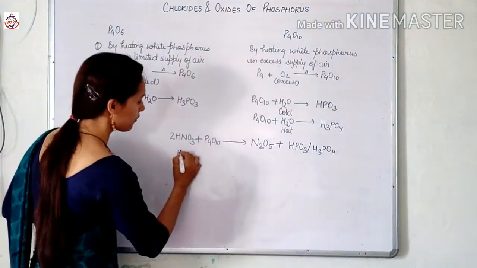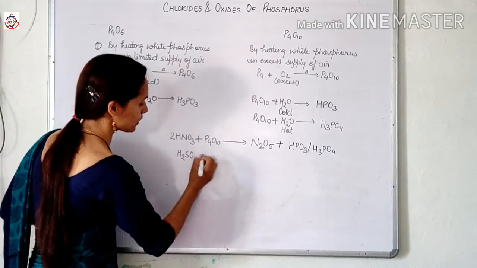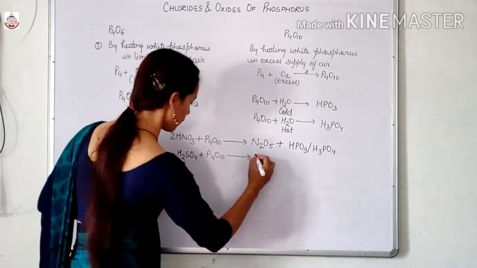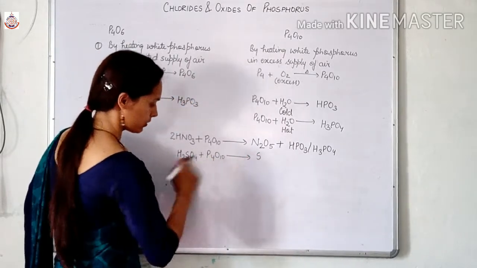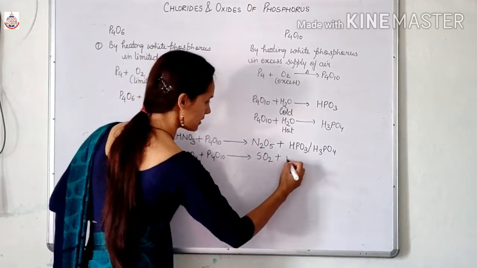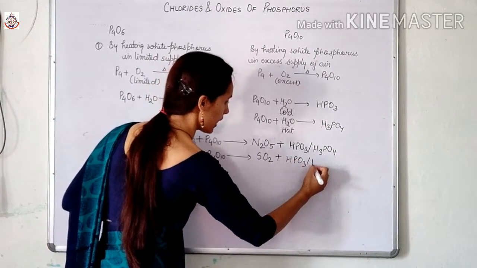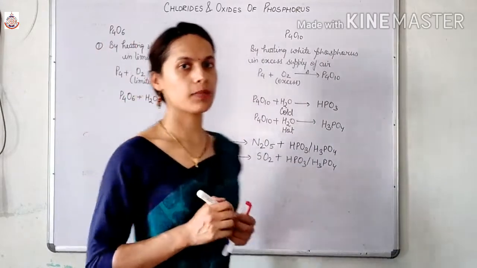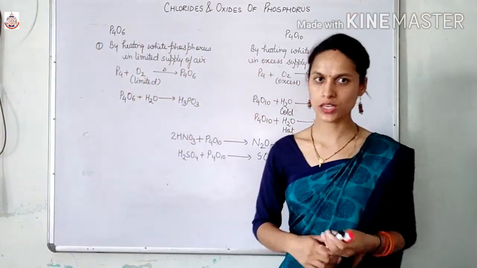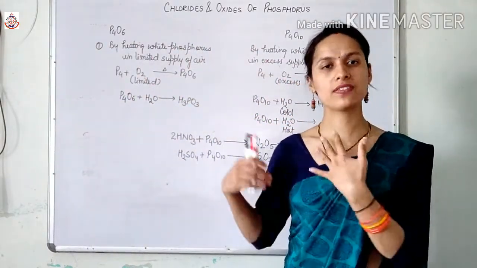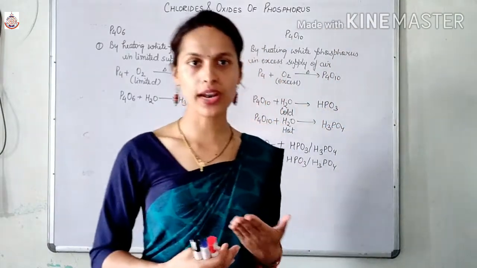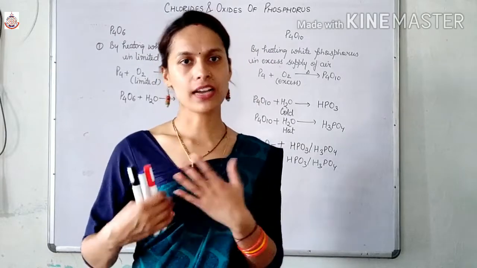Similarly, suppose I have to dehydrate H2SO4. I'll react H2SO4 with P4O10. Then it remains SO3 plus either HPO3 or H3PO4. So only these things we have to study about the oxides of phosphorus. The main things we have studied in this video are the properties of phosphorus trichloride and phosphorus pentachloride.